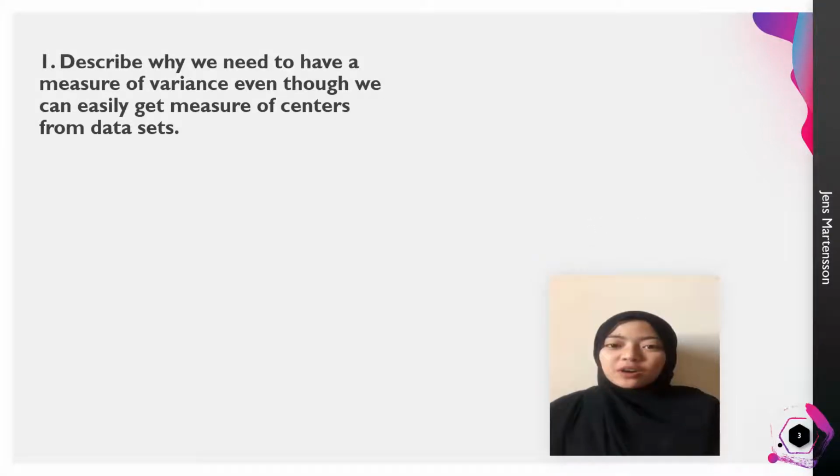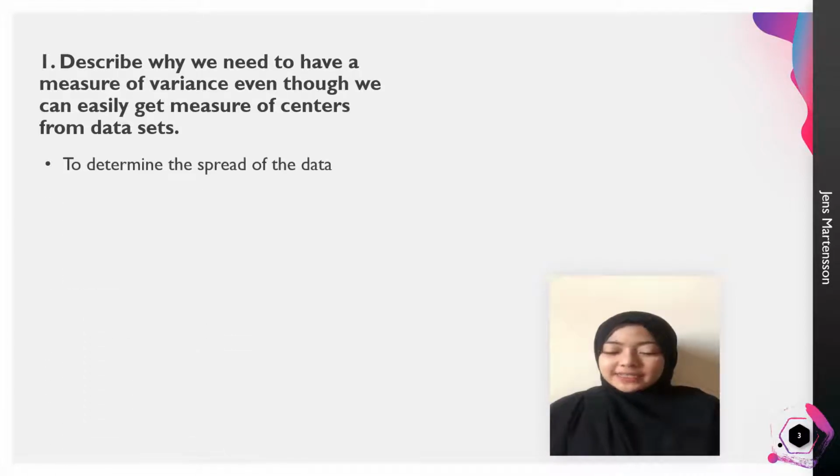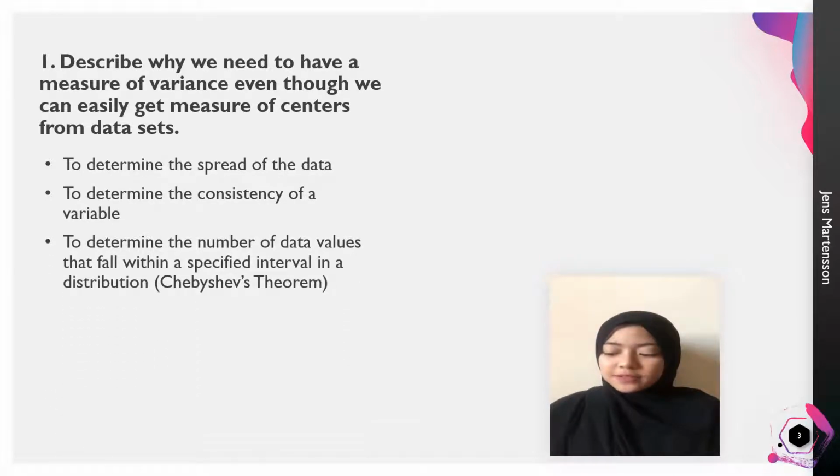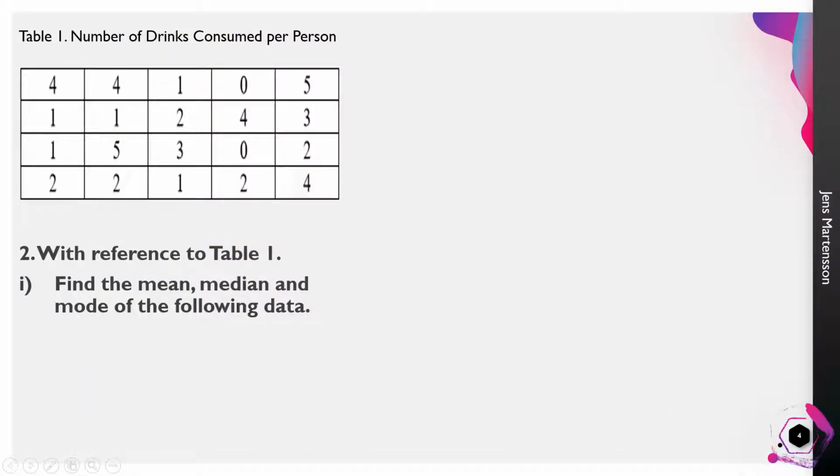to have a measure of variance? The answer is to determine the spread of the data, to determine the consistency of a variable, to determine the number of data values that fall within a specified interval in a distribution, which means Chebyshev's theorem used in inferential statistics. Okay, next we move to question 2.